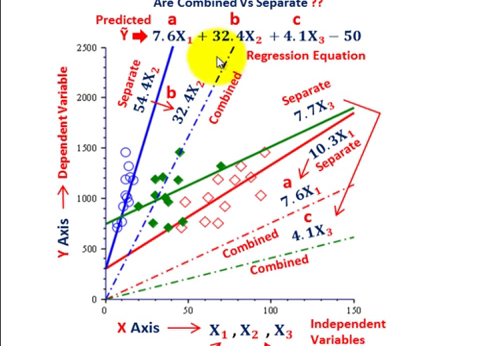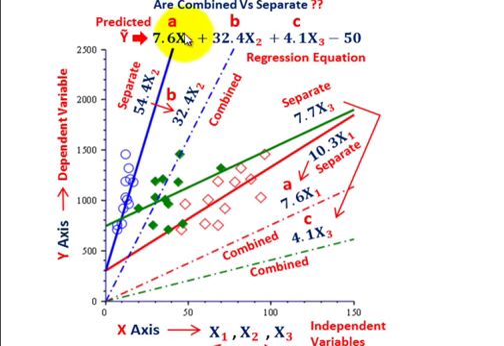Now, when we talk about multiple linear regression, this is the case where we're going to be combining all three of these data sets into one equation. And this is what the equation is going to be. For our independent variable x1, it's going to have a slope of 7.6.